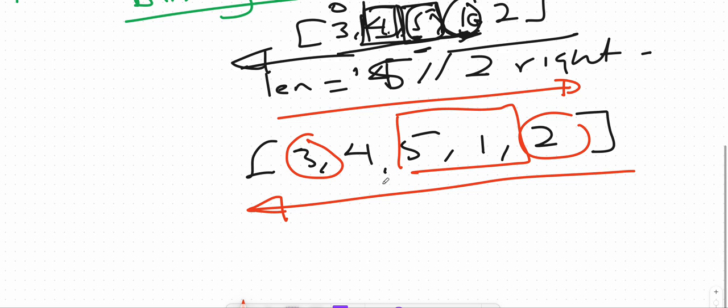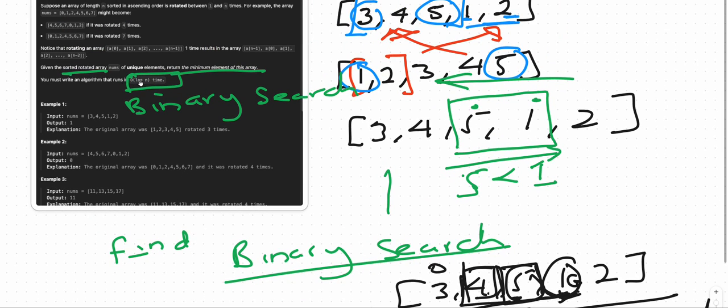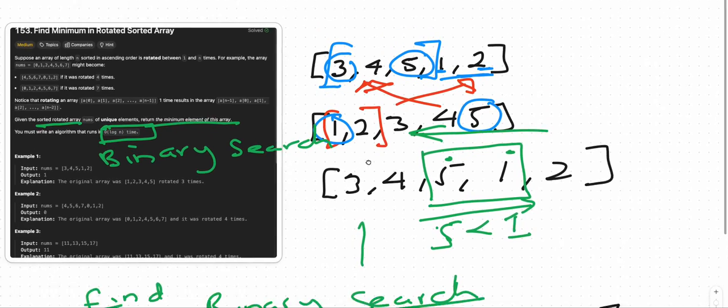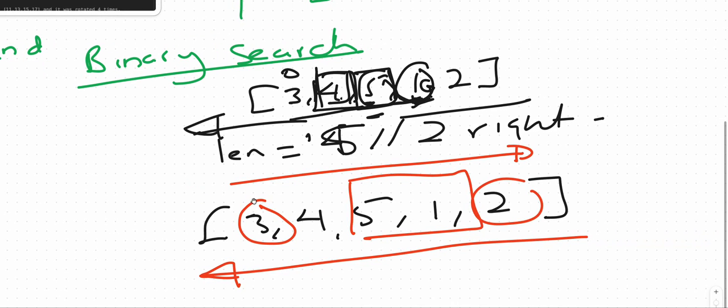And binary search algorithm, like it was stated in the question, is an O(log n) solution. I think the space is O(1); we are not really using extra space in this solution. But yes, first of all, binary search algorithm and these two main points.